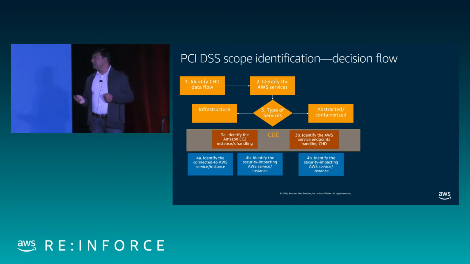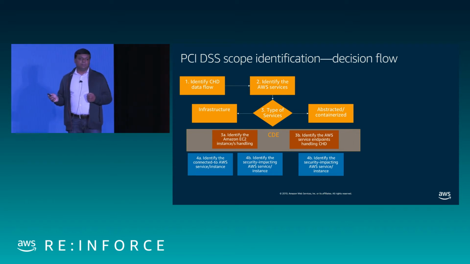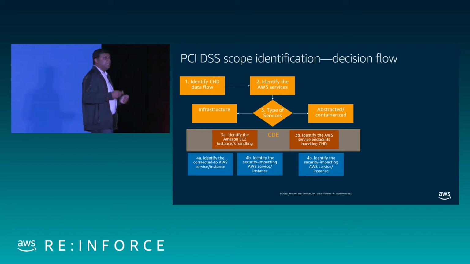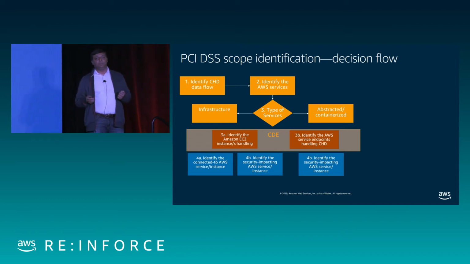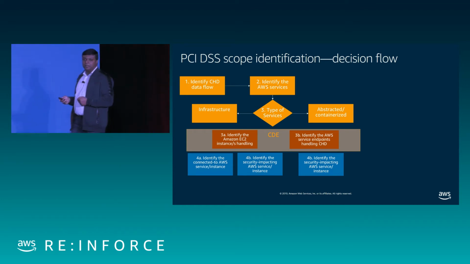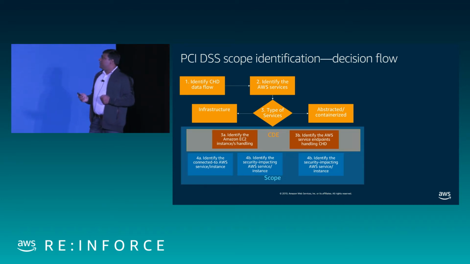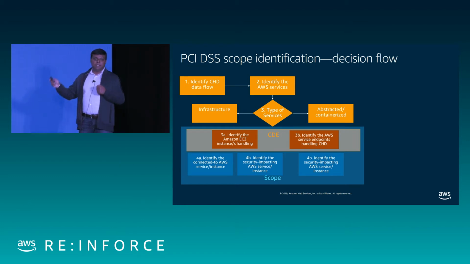So here we identify the security impacting AWS services. So an example is AWS KMS, or the Key Management Service. It's a service that you can use to manage your encryption keys. That in turn protects your cardholder data environment. So with this, we have identified the core and the ancillary services, and this forms your overall PCI DSS scope.